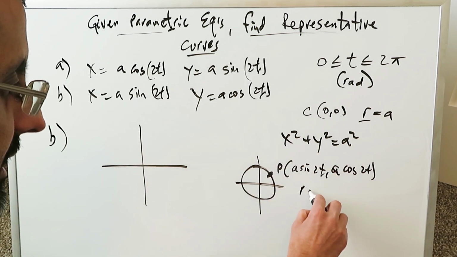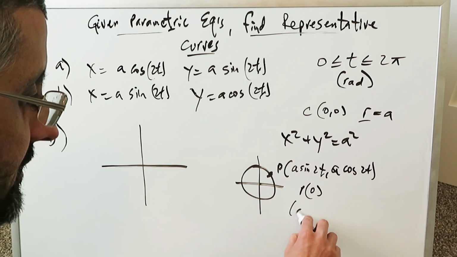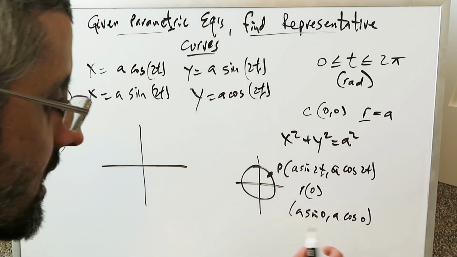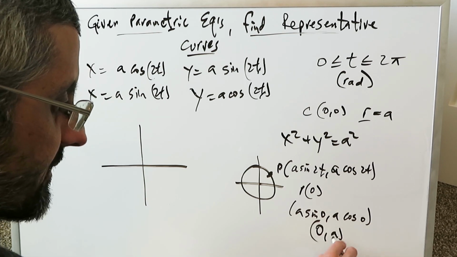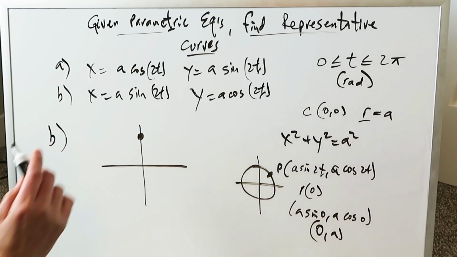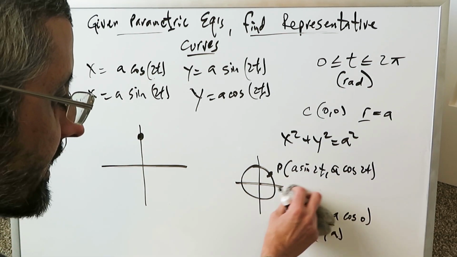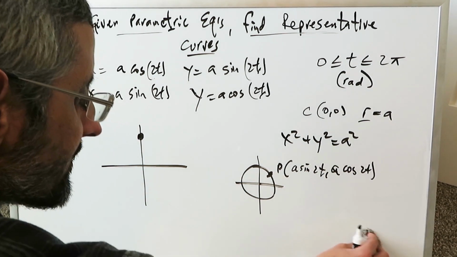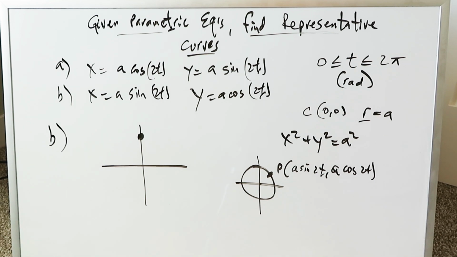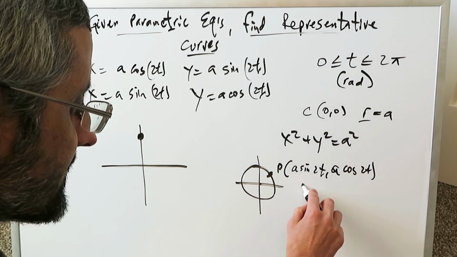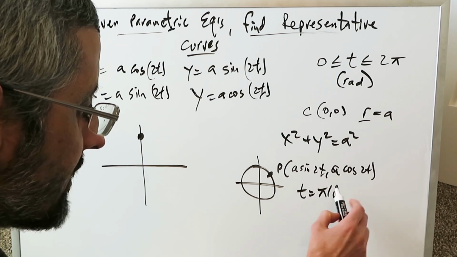If you were to put a value here in terms of 0, what will you get? You'll have A sine of 0, and then A cosine of 0. When you do this, you'll have 0 comma A. This 0 comma A tells you your start is right here. So we've put in a t value of 0 radians, and we've gotten that. Now we'll increase the value, because you always assess the direction of your curve based on increasing t values. Let's take t equal to pi over 4 and see how everything behaves.